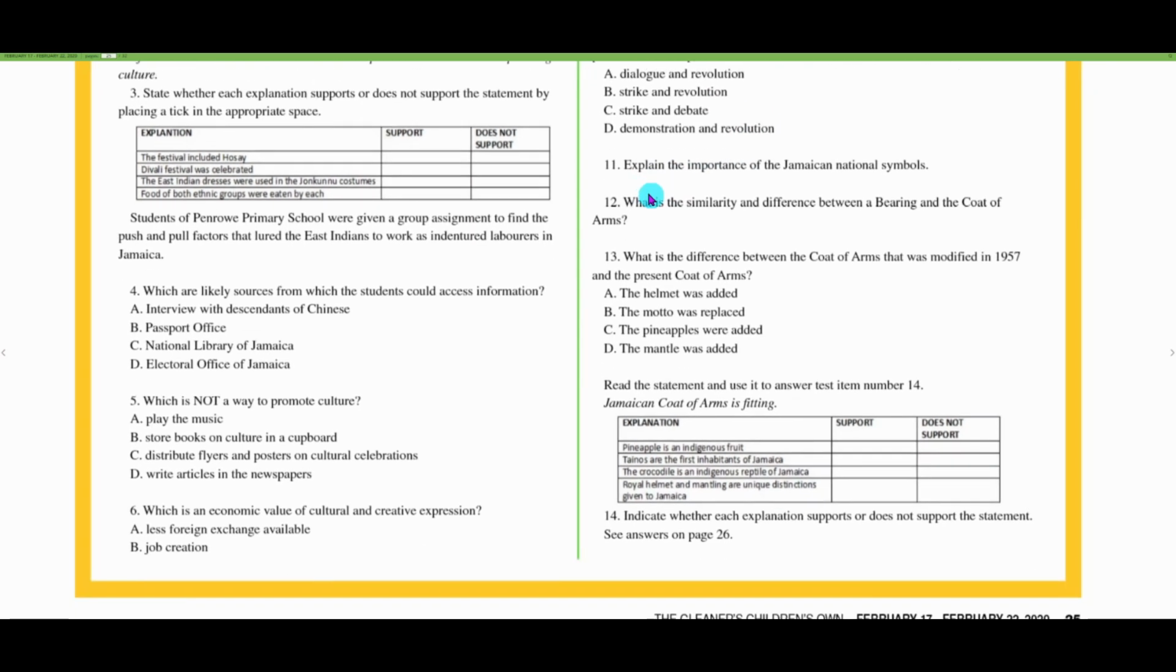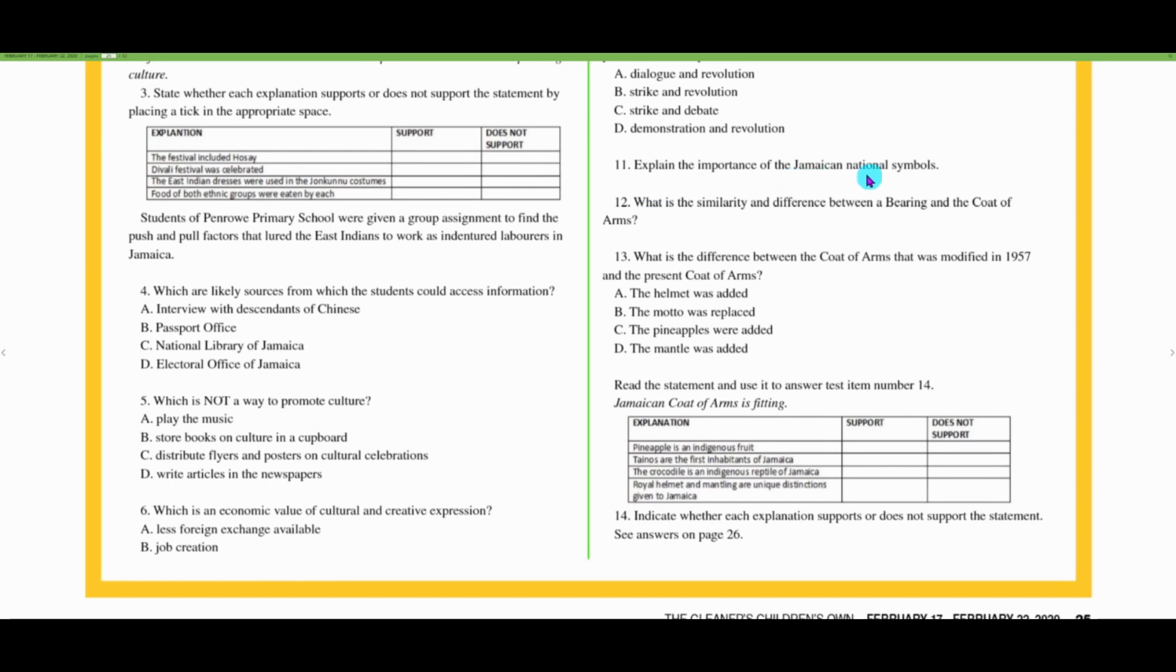Let's go with number 11. Explain the importance of Jamaica's national symbols. We know that the symbols give us a sense of identity, right? And this is important for people to have a strong connection with their country. Number 12. What is the similarity and difference between a bearing and a coat of arms?